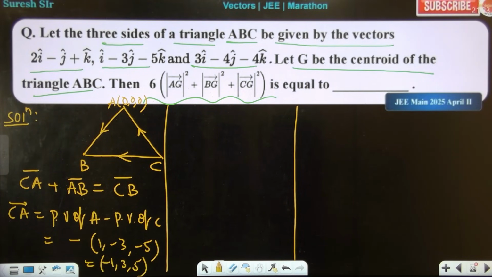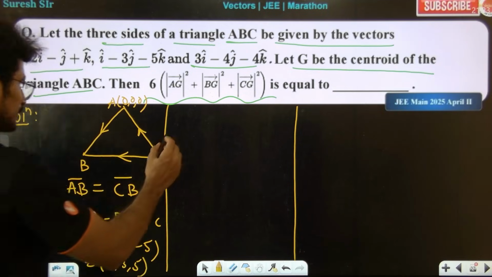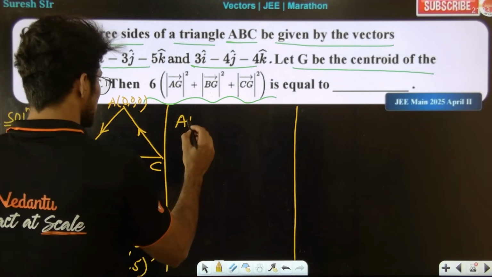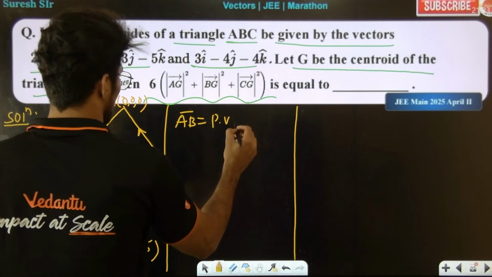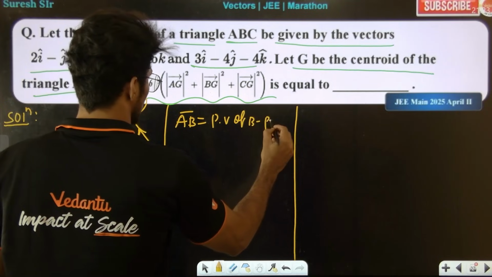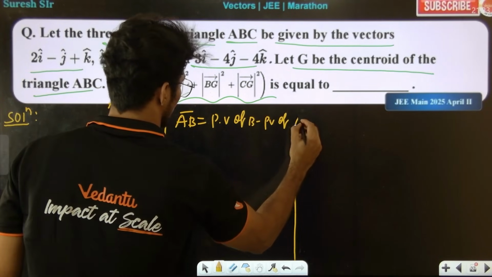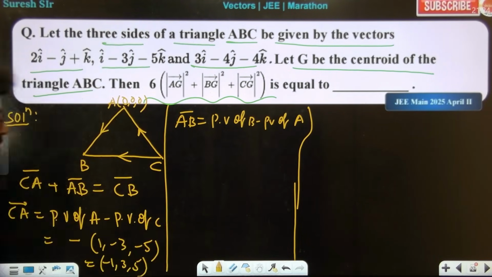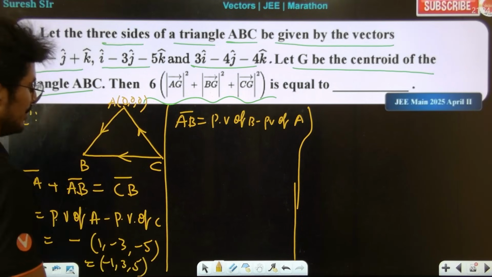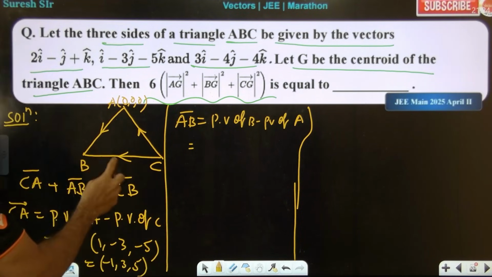Now the position vector of AB. How sir? Position vector of B minus position vector of A. Any doubts? Tell me. So PV of B minus PV of A. B minus A sir? B minus A. Understood, B minus A. So B sir, we'll take this.